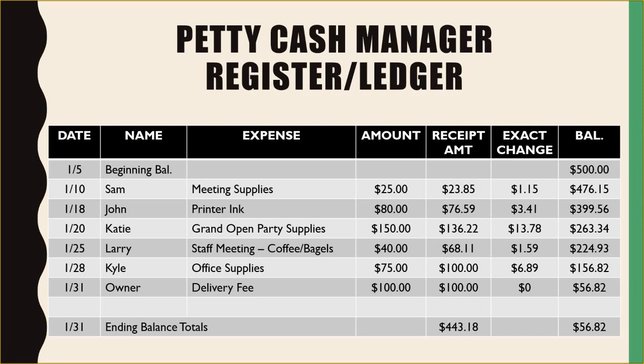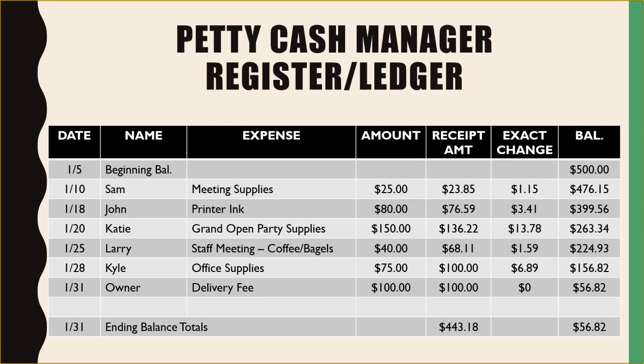So in this case, on January 1st, we established our petty cash drawer to be $500. Then we see here that on January 10, Sam, our employee, decided to take some of the money to buy meeting supplies. So maybe they need to buy paper, pens, et cetera. So they decided to take $25 out from the petty cash drawer. And when they came back with a receipt saying it was exactly $23.85, they gave us back the exact change of $1.15.